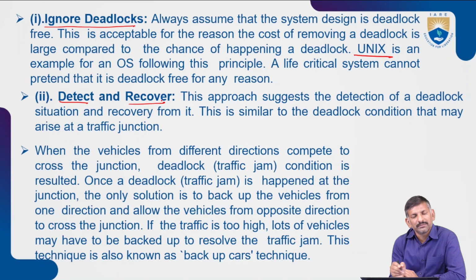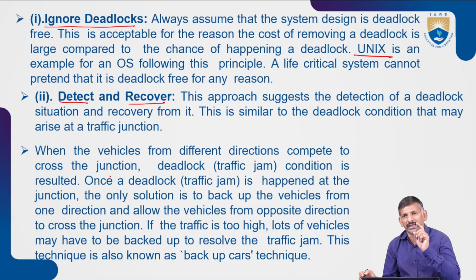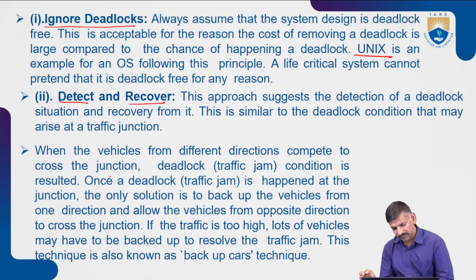Detect and recover. If any deadlock occurs, we need to identify it. This approach suggests the detection of a deadlock situation and recovery from it. This is similar to the deadlock condition that may arise at a traffic junction, traffic signals. In traffic signals, if vehicles come in all directions at a time, a traffic jam occurs. To avoid that, stop the vehicles in 3 directions and allow only 1 direction, in case of 4 directions.